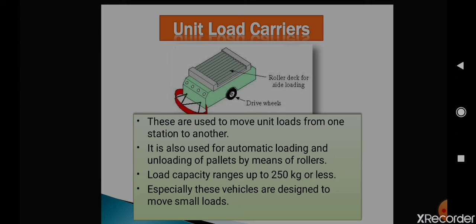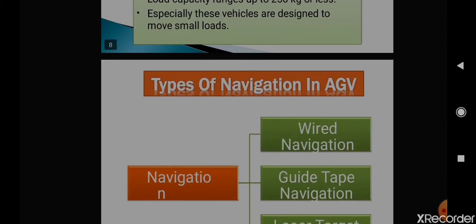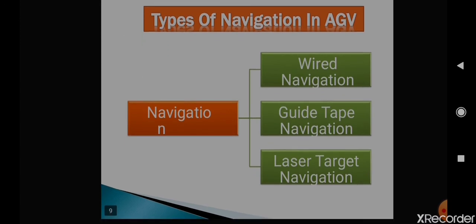The load carrying and the driving unit will both be the same. Okay, and next is the types of navigation. As I told you, to guide the movement of the vehicles from one place to the other without any human assistance, how can it be achieved? For that, three types of navigation are used. First is wired navigation, second is guide path navigation, third is laser target navigation.